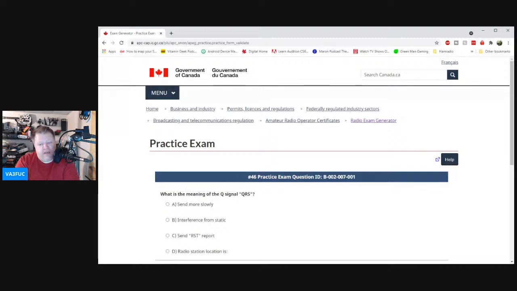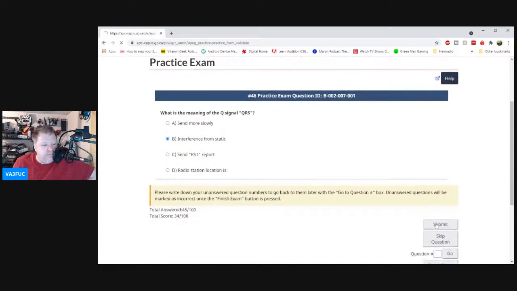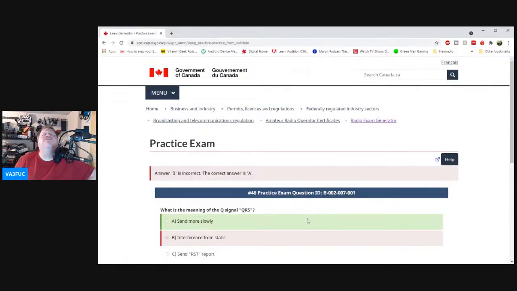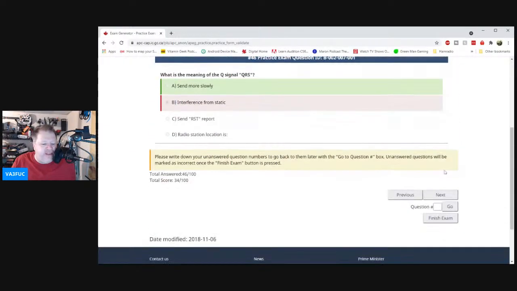Send more slowly, I think it's QSL. I believe the answer is B, interference from static. Well, I could be wrong, but let's go with B. It's actually send more slowly. QRS. Oh, crap, man. I feel dumb. I goofed up. I thought it was interference from static. No, that's QRM. That's interference. Yeah. Oops.